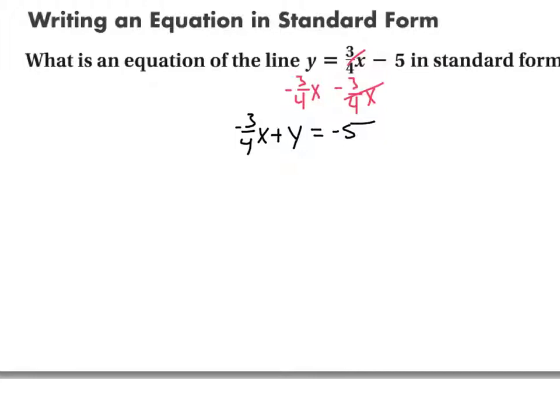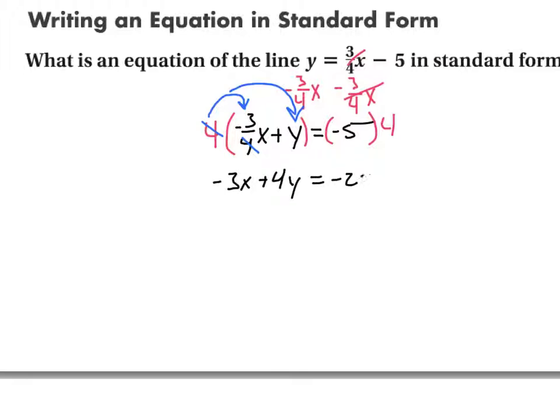By eliminating the denominators, we have to multiply everything by the common denominator of our entire equation. Well, there's only one denominator in our equation, so we multiply everything by 4. Because if we take 4 times negative 3/4, the 4 and the 4 cancel, leaving us with negative 3. But then we also have to take 4 times y. Got to distribute that. So we have negative 3x plus 4y equals negative 20.